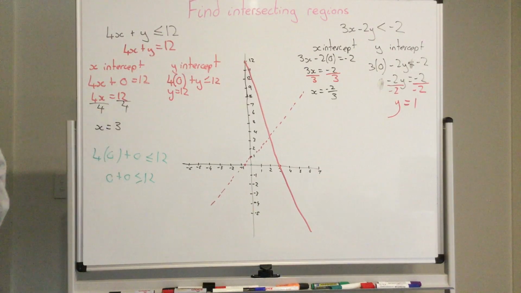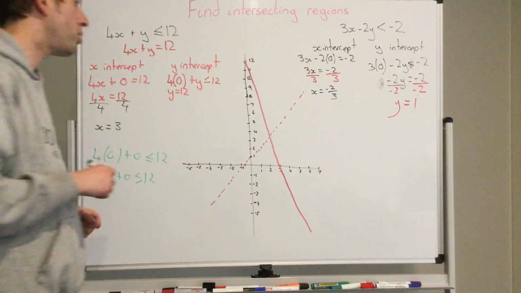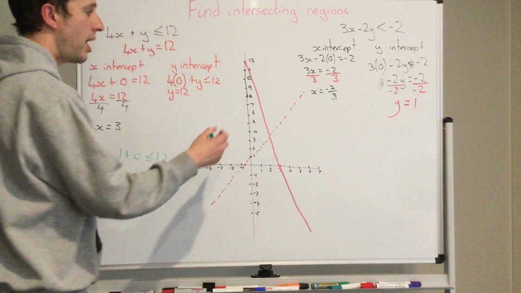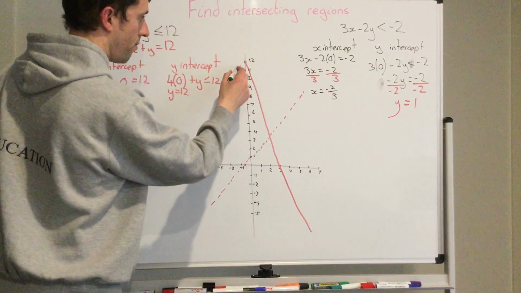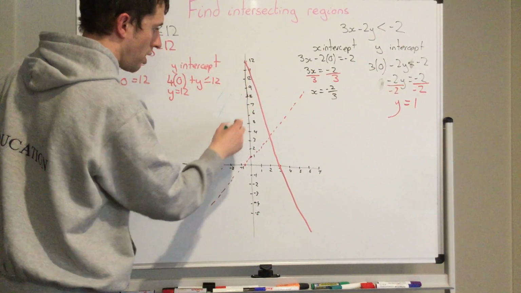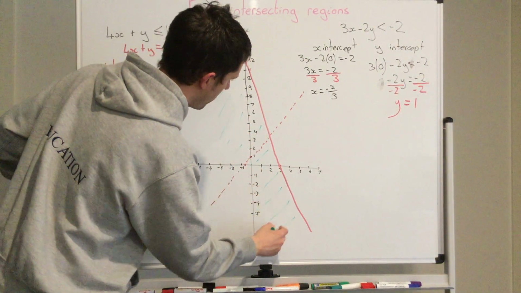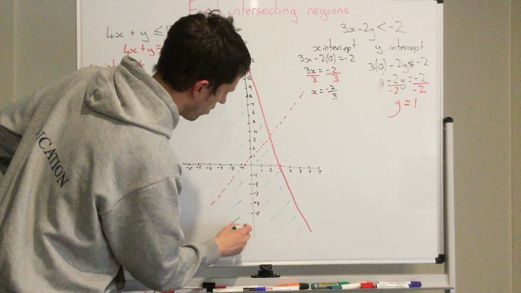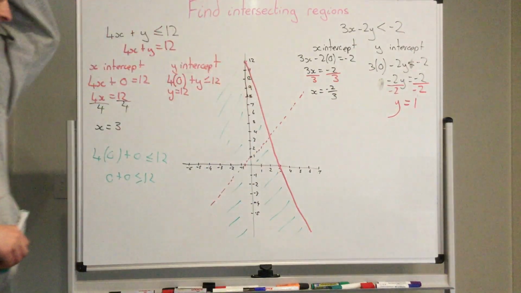0 fits that. 0 is less than or equal to. Because 0 is less than or equal to 12, that means that's right. So I'm going to be shading in this area here. I'll just do it in green right now. Awesome. So that whole area agrees with this.